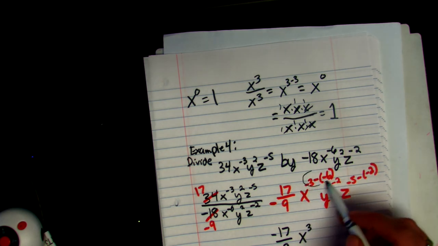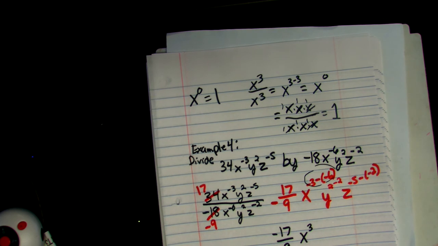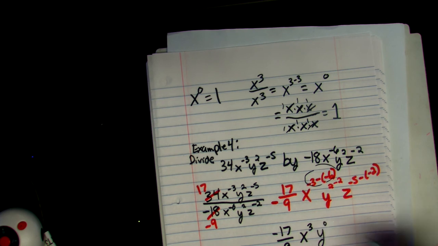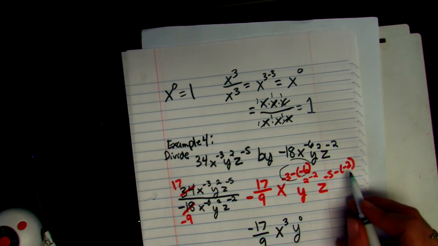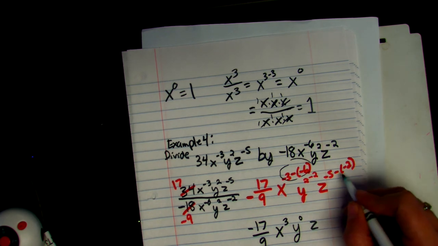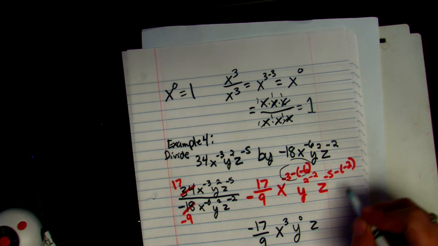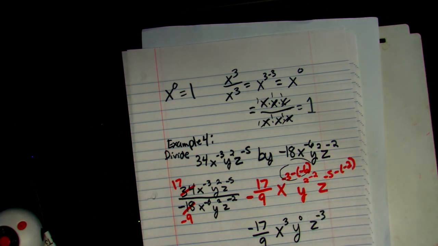So this piece right here, if you are having trouble with your integers, go ahead and use a calculator and you'll see that negative 3 minus negative 6 is the same as saying 3. And then we have y to the 2 minus 2, which is y to the 0. And then I have z to the negative 5 minus 2. Well, negative 5 minus negative 2 is the same as saying negative 5 plus 2. And negative 5 plus 2 is the same as saying negative 3.